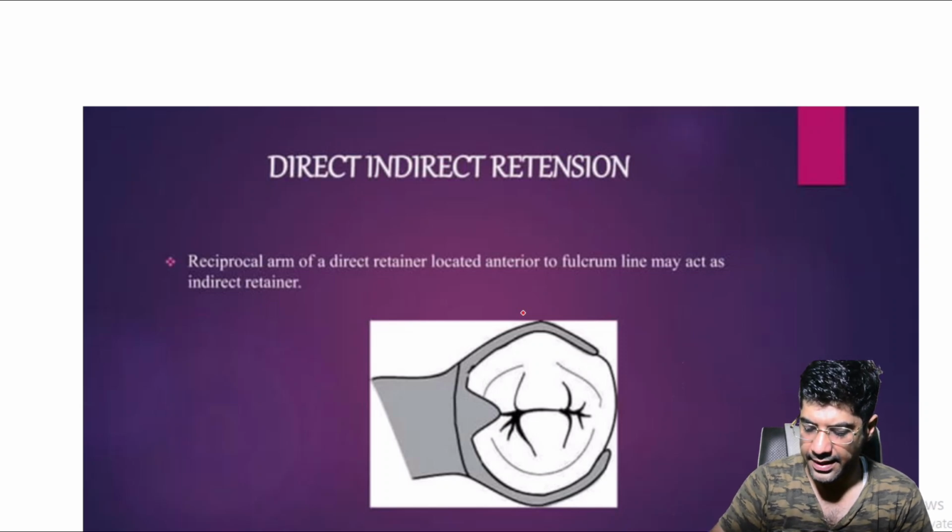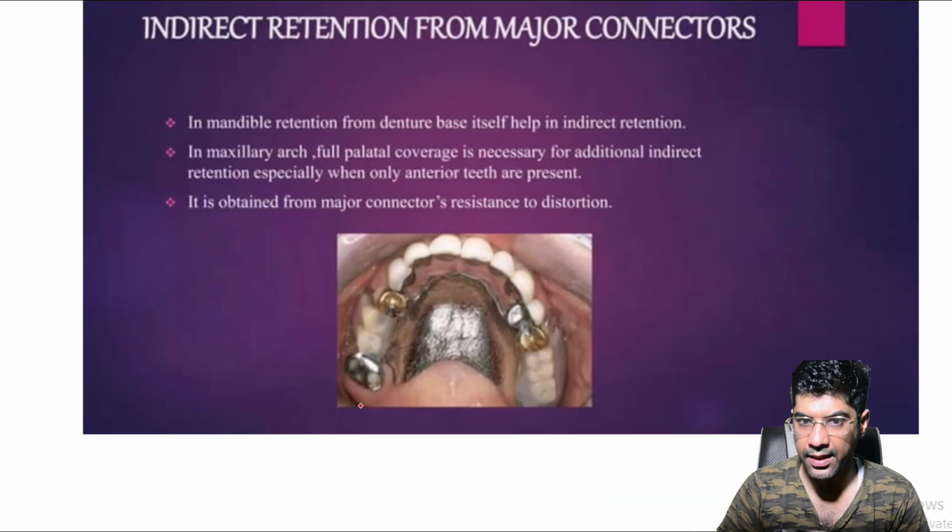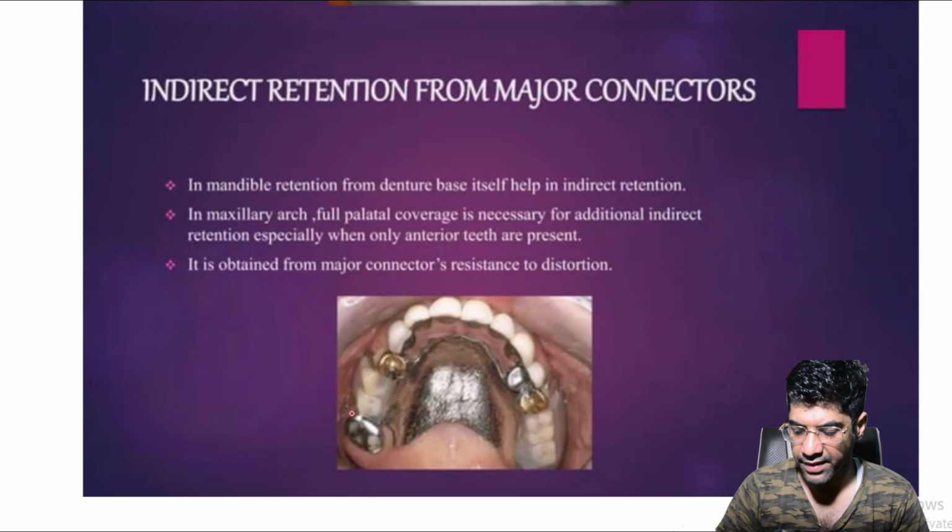Other is the direct indirect retention. The reciprocal arm of the direct retainer located anterior to the fulcrum line may also act as indirect retainer. The indirect retention can also be obtained from the major connectors. In the mandible, retention from the denture base itself helps in indirect retention. In the maxillary arch, full palatal coverage is necessary for the indirect retention when the anterior teeth are present.